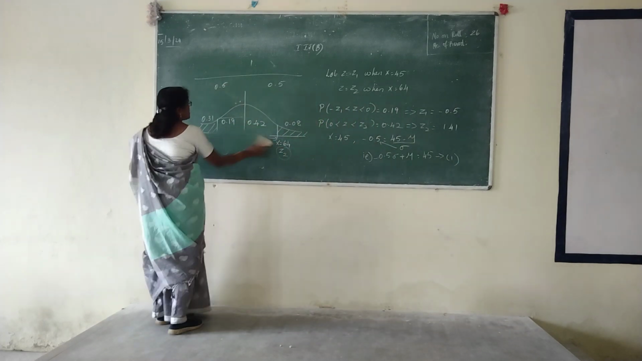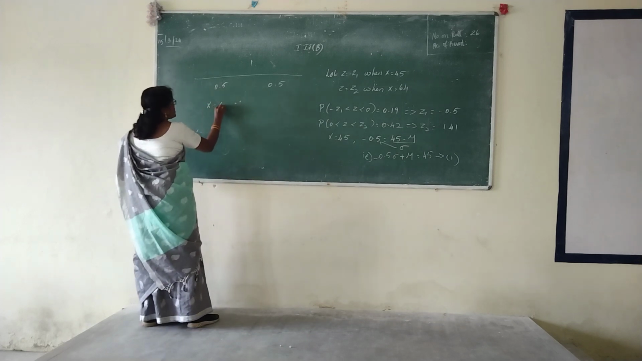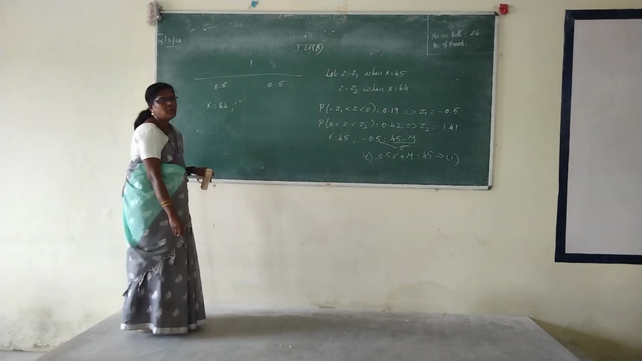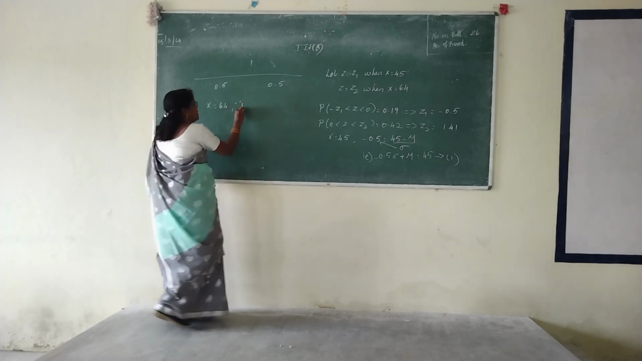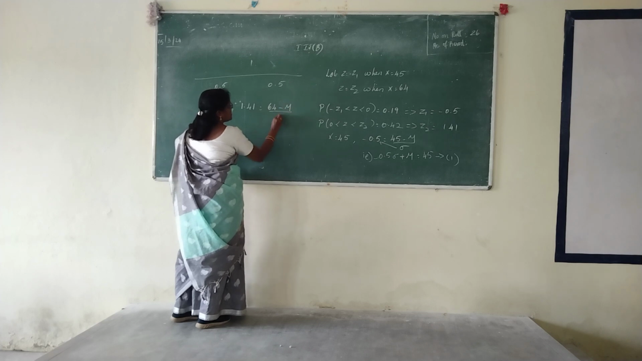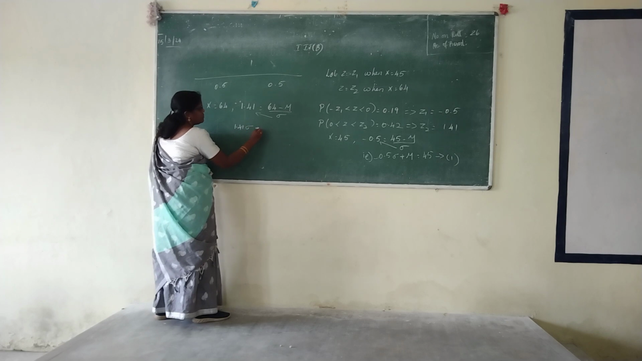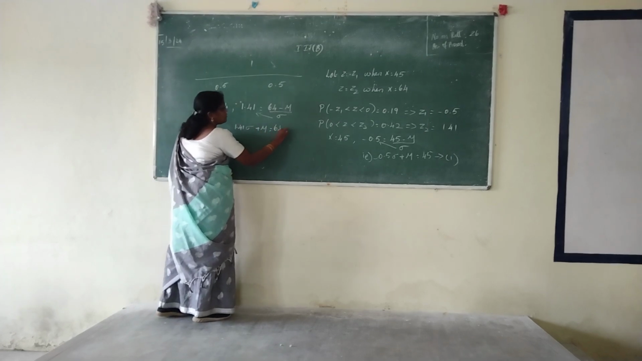Write one more. When x equals 64, what is the z value? 1.41. So 1.41 equals 64 minus mu by sigma. Rewrite this one: 1.41 sigma plus mu equals 64. Second equation.